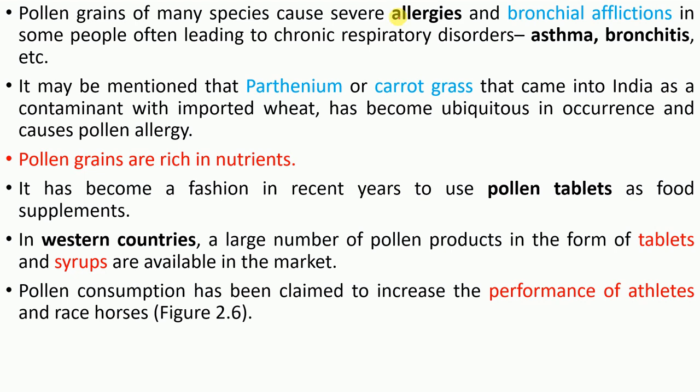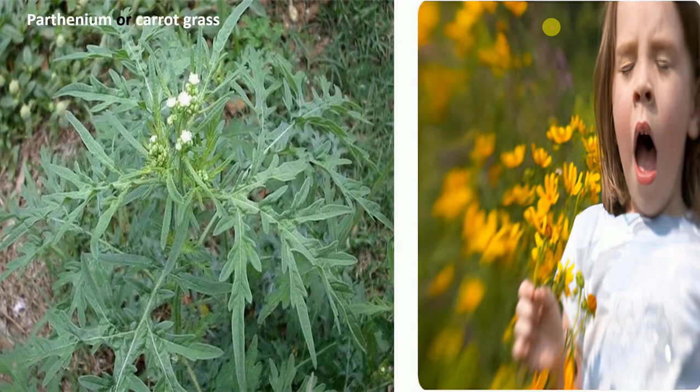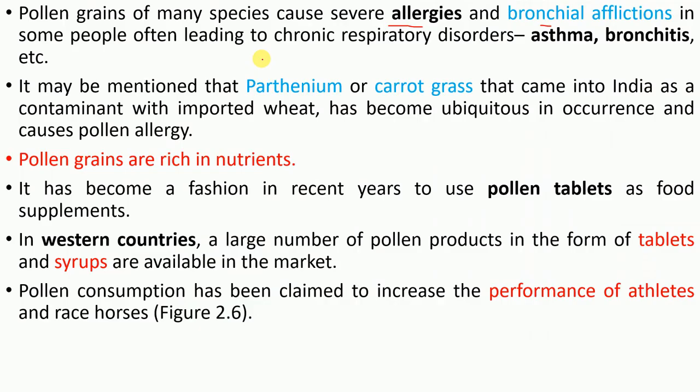There are so many pollen grains which are responsible for allergies and bronchial infection. You can see here there are so many pollen grain species. Carrot grass and parthenium actually came with the import of wheat. Pollen grains are rich in nutrients, and there are many people who use pollen grain for the purpose of their nutrition.